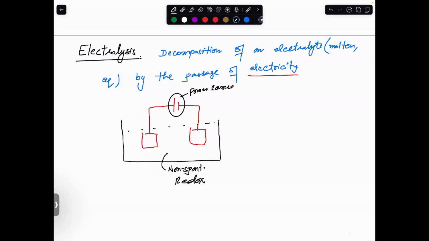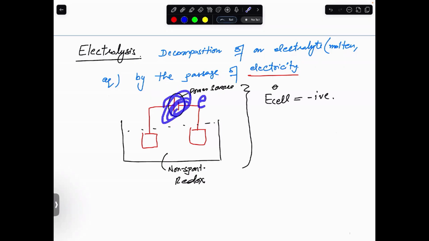So, for electrolysis, E cell is always negative. Keep in mind, it's not occurring on its own. It is occurring by the provision of potential difference across an electrode. You have to provide potential difference, you have to provide electromotive force for this reaction to occur.